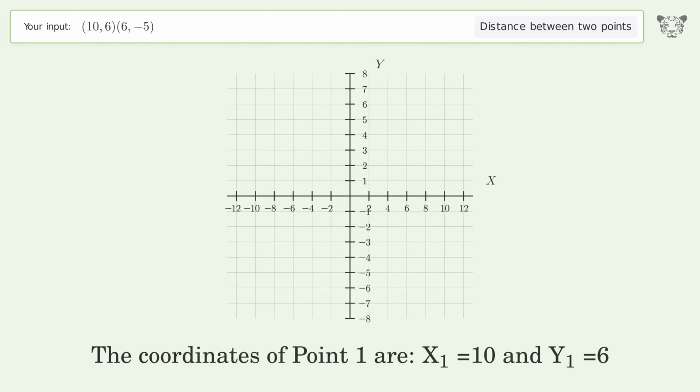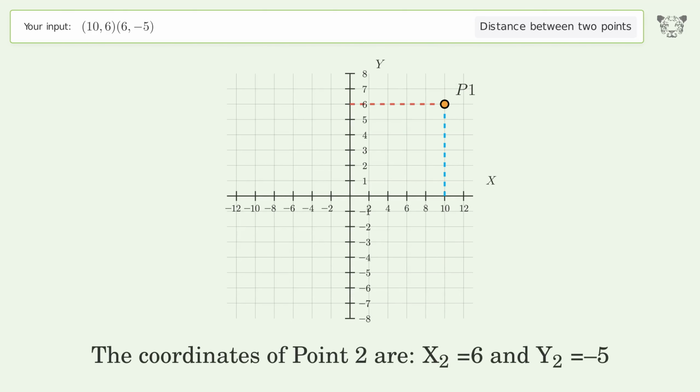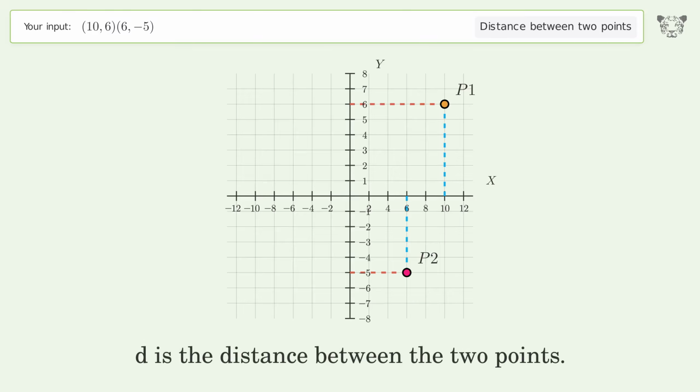The coordinates of point 1 are x1 equals 10 and y1 equals 6. The coordinates of point 2 are x2 equals 6 and y2 equals -5. D is the distance between the 2 points.